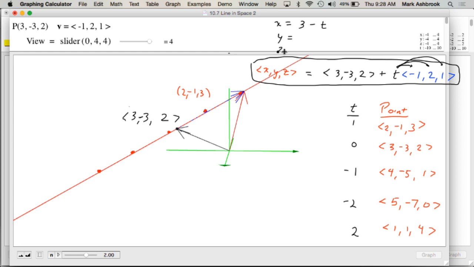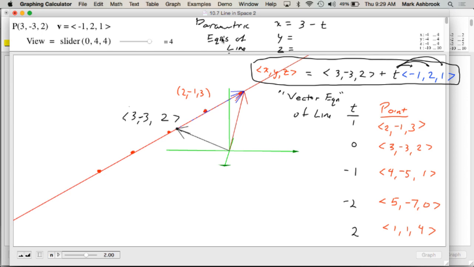everyone write it down, just make sure you got it. Write down what y would be and what z would be according to this vector equation of the line. And those are called the parametric equations of the line.